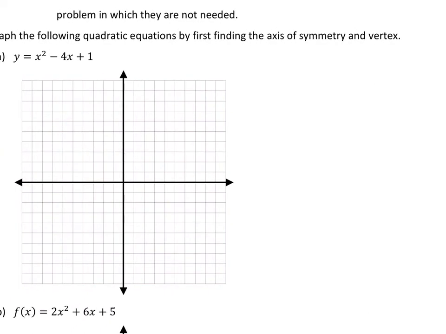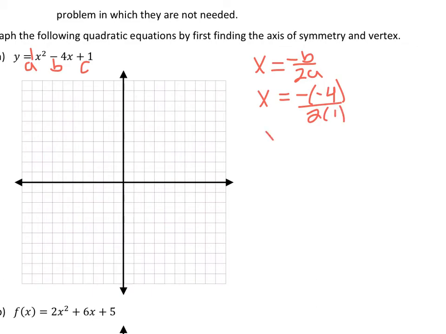Our equation is y equals x squared minus 4x plus 1. It's in standard form, so there are your a, b, and c values. The axis of symmetry formula is x equals negative b over 2a. X equals, well, negative 4 over 2 times 1. Negative 4 is just positive 4 over 2. So the axis of symmetry is x equals 2.